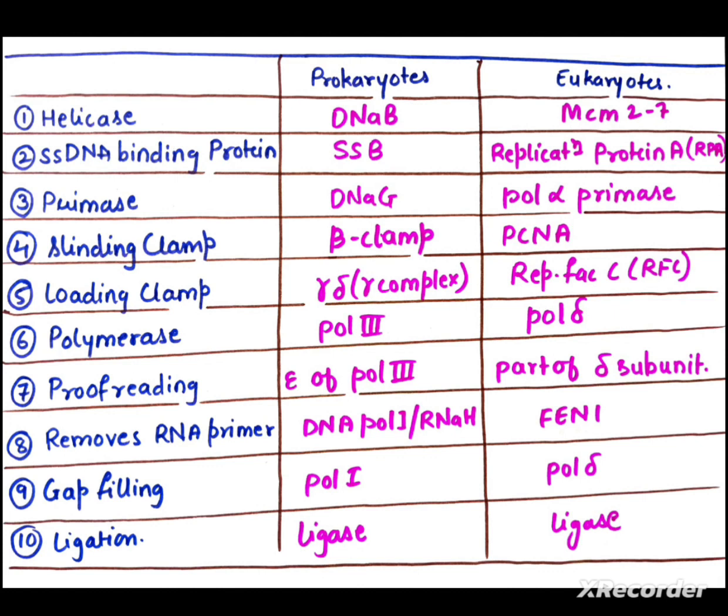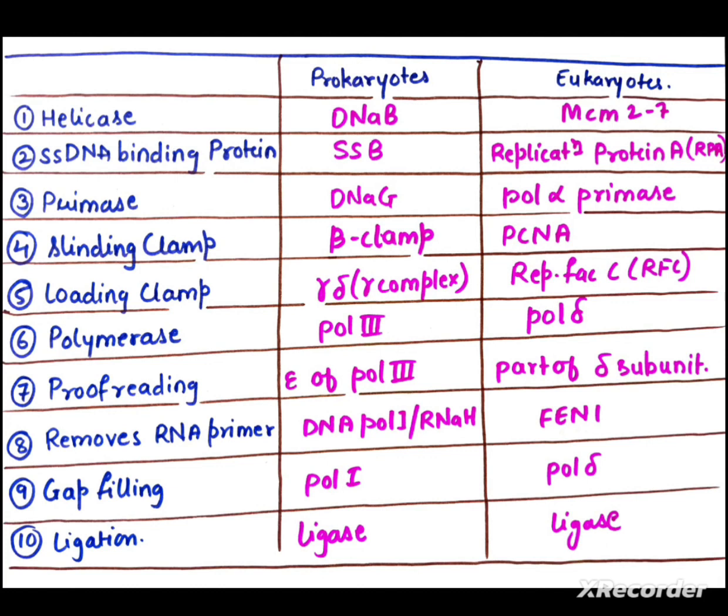So, talking about single strand DNA binding protein, this single stranded DNA has to be held in place rightly. That is done by single strand binding proteins in prokaryotes, while replication protein A in eukaryotes.